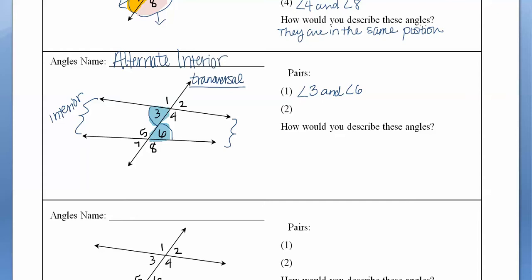So what other pair do you see? The other pair we see is 4 and 5.